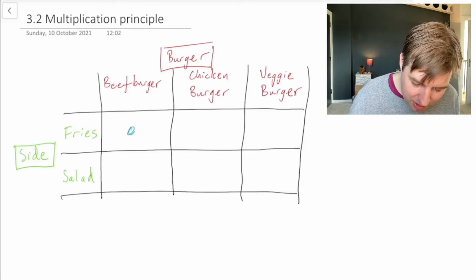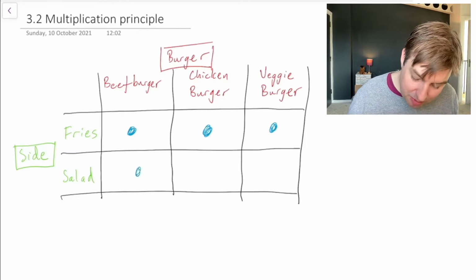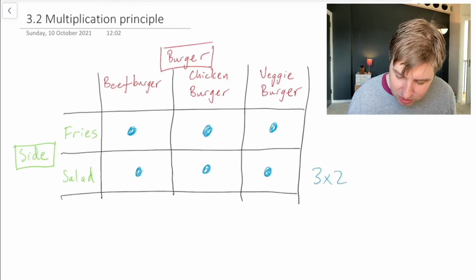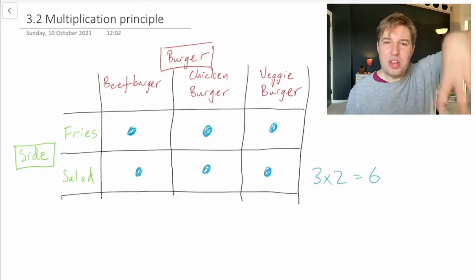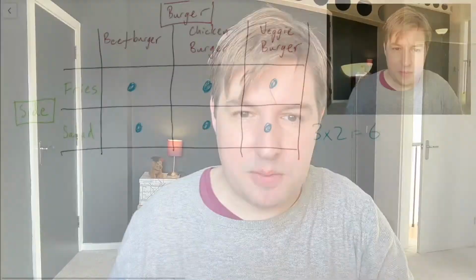Right, there's the beef burger with fries choice, the chicken burger with fries choice, the veggie burger with fries choice, beef burger with salad, chicken burger with salad, veggie burger with salad. So that's 3 times 2 equals 6 choices altogether, because you've got like 3 choices for the column, 2 choices for the row, and so that gives you a 3 by 2 rectangle. So that's this multiplication principle. And it works for more than 2 choices, right? If I have n1 choices followed by n2 choices followed by n3 choices, then overall I have n1 times n2 times n3 choices. So maybe we should just write that down before we go further.